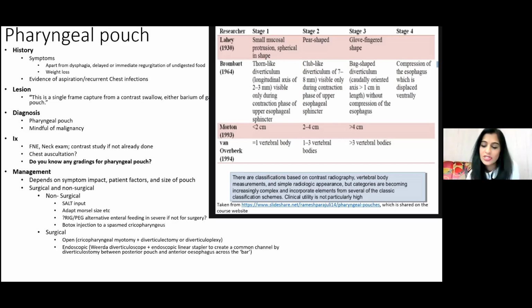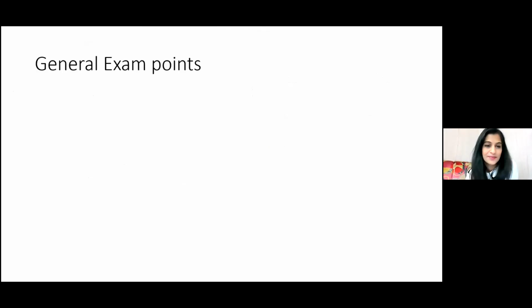And this creates a common channel, and that's what reduces the chance of food pooling and regurgitation. If you have more time, I think what they might ask you to do is talk you through how to do an open repair, and maybe the pros and cons of open and endoscopic repair. I think in my Viva, I did get asked to talk through an open repair, even though I hadn't done very many. So practice talking about that, and you should be fine.